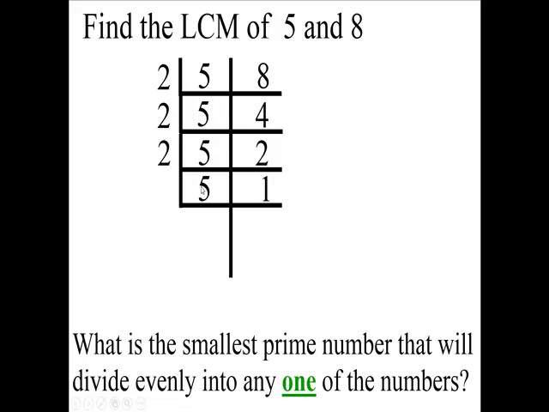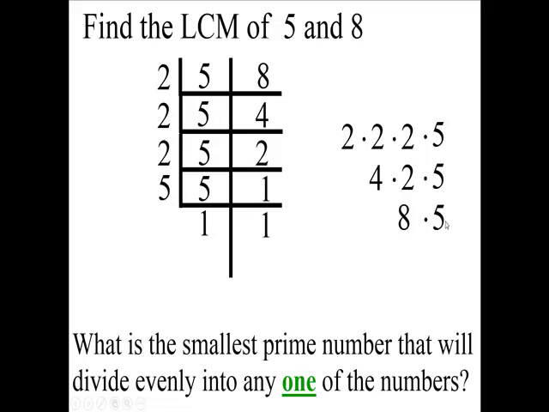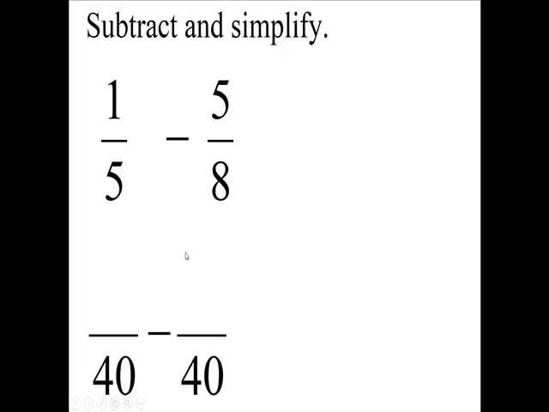So we have to look at the 5 now. What's the smallest prime number that divides into 5? 2 doesn't, 3 doesn't, 4 doesn't. 5 divided by 5 is, and now bring this one down. Okay, my answers are 2, 2, 2, and 5. Now 2 times 2 is, and 4 times 2 is, and 8 times 5. So my least common multiple is 40. That's what we're going to use for our denominator of our like fractions.